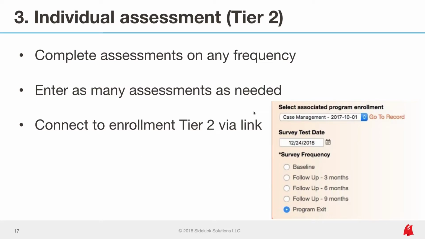And so most commonly, as you'll see in this screenshot, we'll link back to a program enrollment, and then we'll enter the date of the assessment, or in this case a survey, as well as the frequency or interval of that assessment, so that when we run a report, we can say, I want to see the assessment data for this individual at baseline versus at program exit. You can choose how you're comparing data.